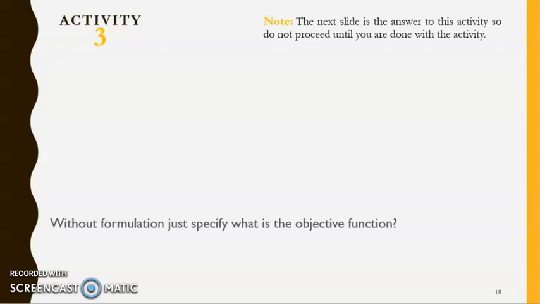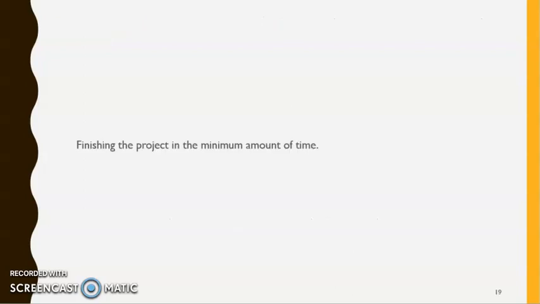Since it is asking you to do this activity without formulation, you just, as I mentioned, specify if it is minimizing or maximizing, and what it is that you want to minimize or maximize. Let's check the answer together. Finishing the project in the minimum amount of time. So here we are doing a minimizing problem, and what we want to minimize is the amount of time.